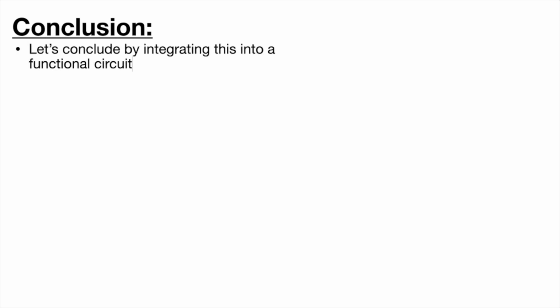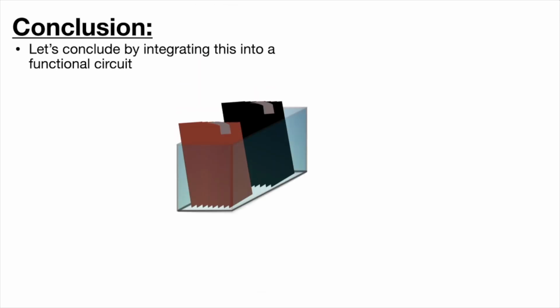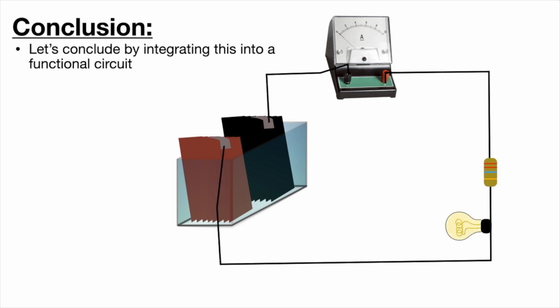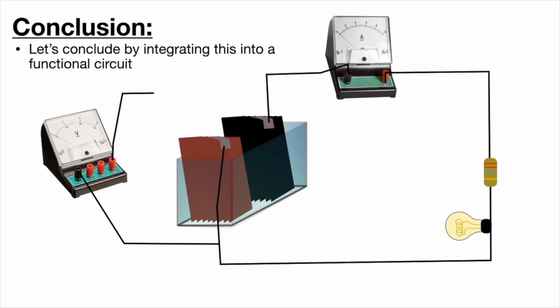Let's conclude by integrating this whole thing into a functional circuit. We have a battery and an ammeter. The ammeter goes to a resistor, which goes to the load, which is a light bulb. And then we can have a voltmeter that's checking the potential difference between the initial side of the battery and the final side of the battery. We can draw this in a more legitimate schematic.